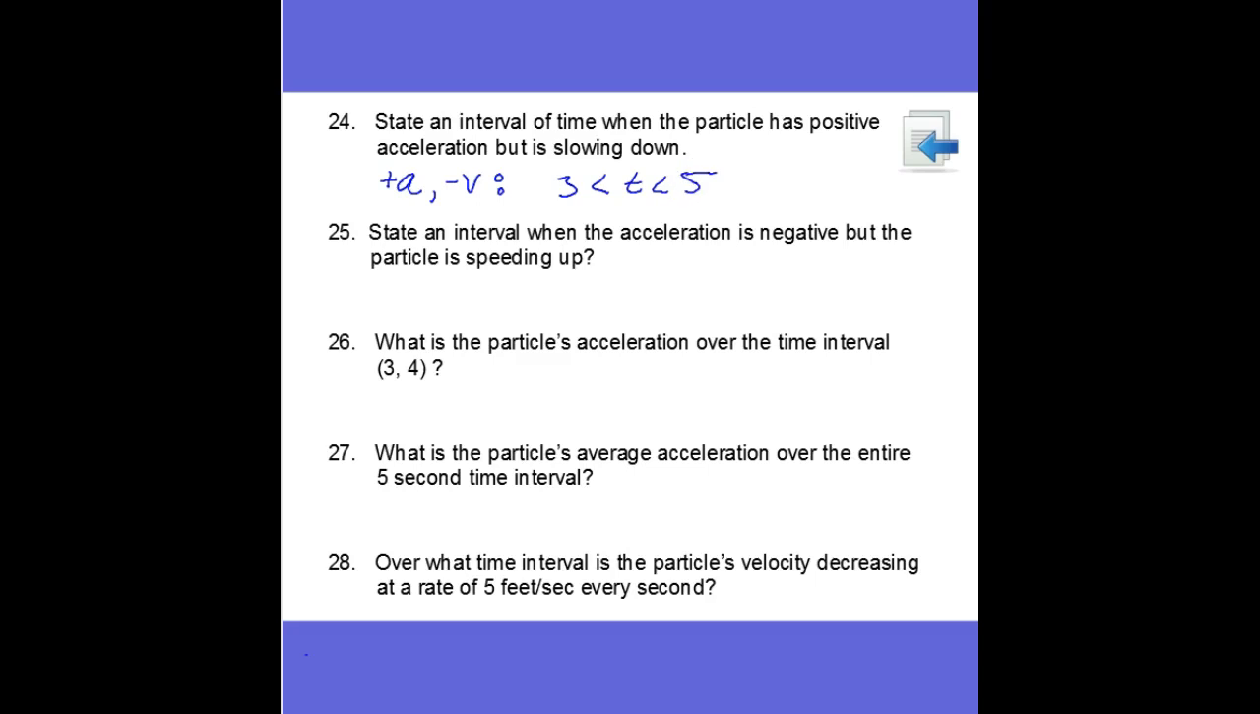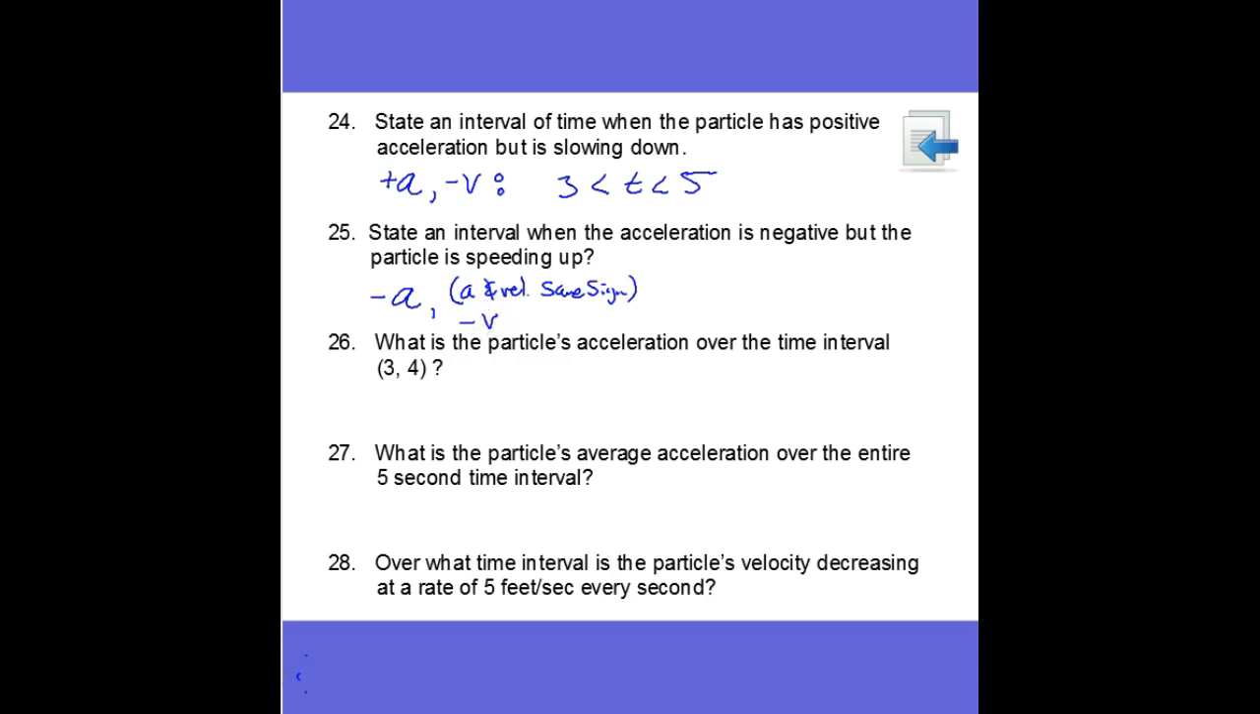In number 25, they want us to state an interval when the acceleration is negative, but the particle is speeding up. And so we're going to have a negative acceleration. And remember that if the particle is speeding up, that would mean that the acceleration and the velocity have the same sign. So that means that we also need a negative velocity.